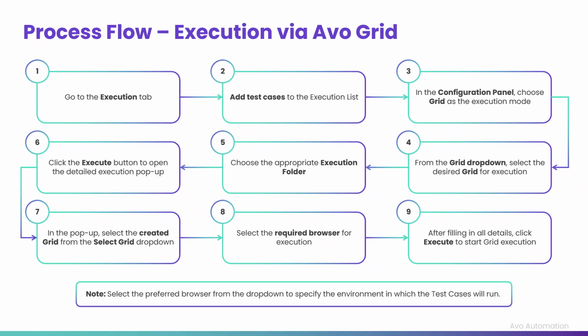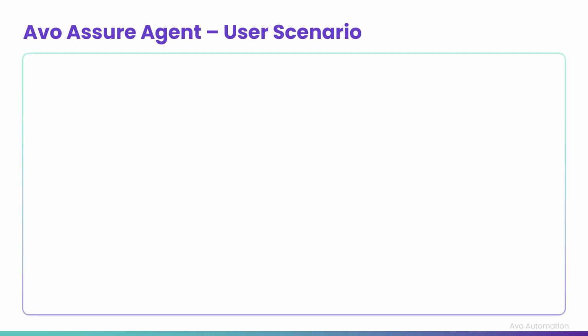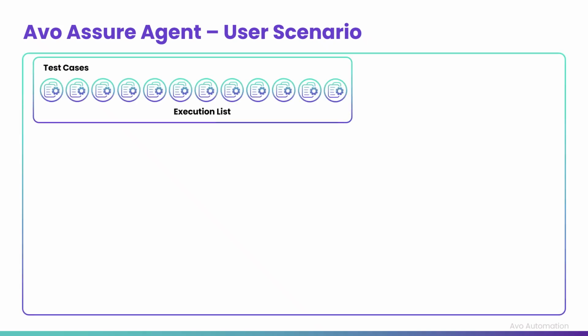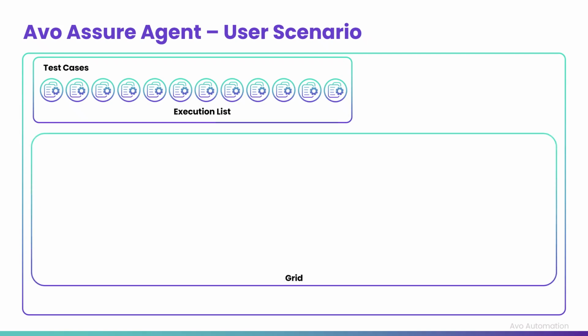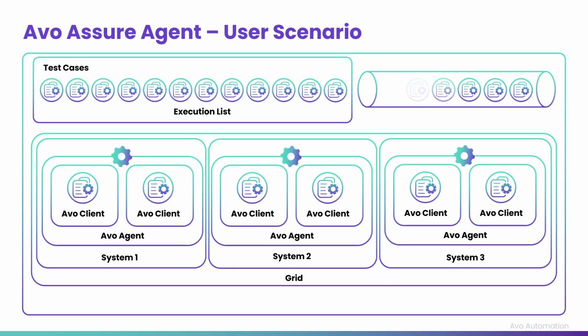test cases will run. Let's consider that you are planning to perform parallel and distributed execution on 12 test cases using an Avo grid. This grid, let's assume, contains 3 agents with 2 clients. Therefore, when the execution list with the 12 test cases is set for execution, the first 6 of those test cases will begin being executed, and the remaining 6 will be on queue to be picked up as per the sequence of the test cases in the execution list.